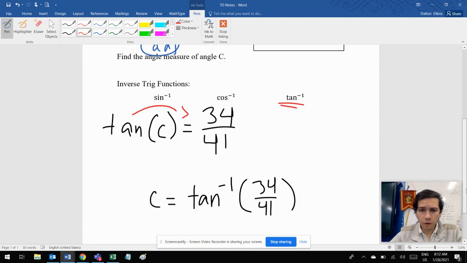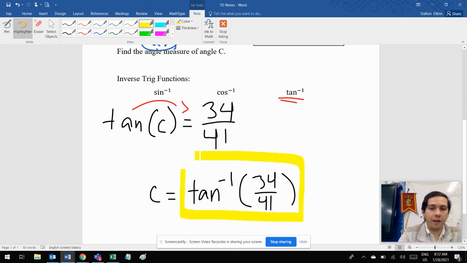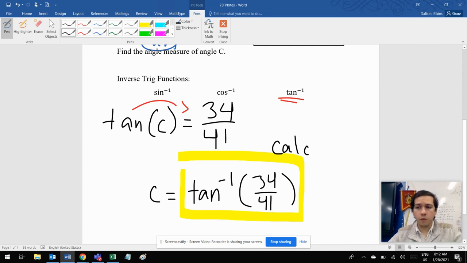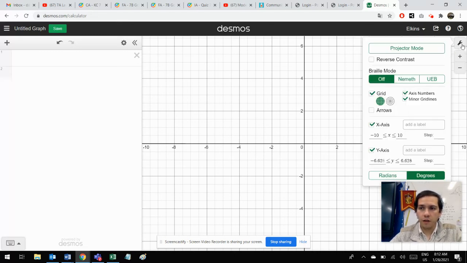So this piece over here, I have to type into my calculator. That's the only way to do it. You can't do this in your head. So allow me to show you. I'm going to take you to Desmos. There's two things I want you to make sure. First, you hit the little wrench over here and make sure it's in degrees. So you could be in radians, it could be in degrees. They'll give you two different answers. I want to make sure we're in degrees.